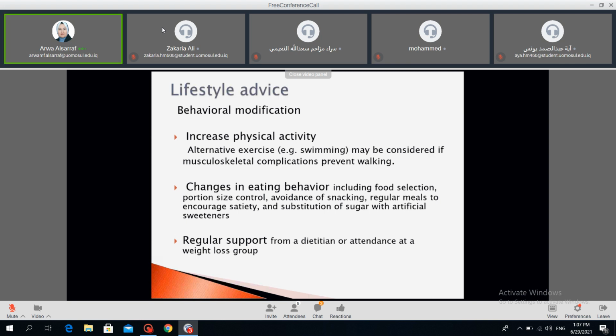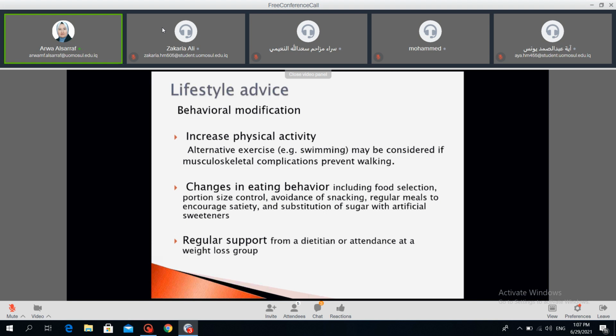Also, we should advise them to change their eating behavior. They should start to select food. They should have small portions, avoid snacks, and try to take regular small meals and avoid satiety, because sometimes if they do not take a large meal at a time, they will get more hungry and may eat double in the next meal time. And try to decrease sugar intake, which may even be substituted by artificial sweeteners.